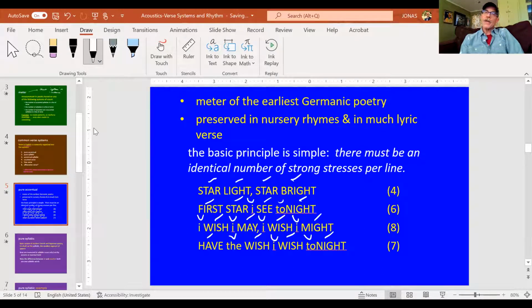The numbers out here on the edge, right? That's all the total syllables in those lines. So notice that this meets the standard for accentual-syllabic because it has 4 beats per line, 4 strong stresses per line, although the total number of syllables is going to differ.